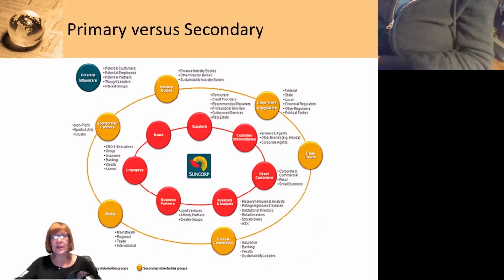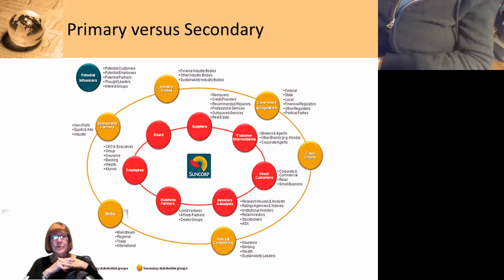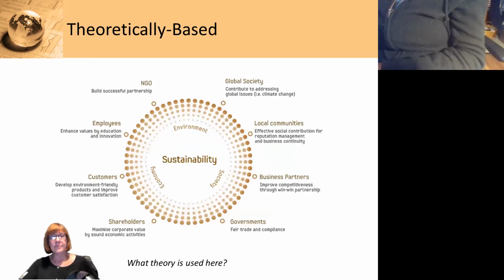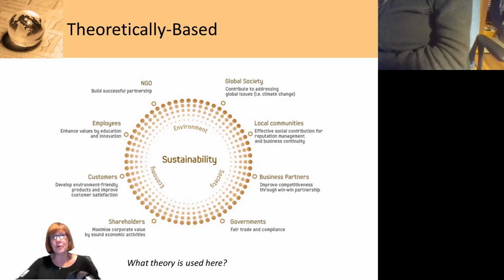You can also do primary versus secondary. So which ones are the ones that are most important to the success of your project, which are the ones that might be influenced by your project or affected by your project, but aren't really that critical. Or you can do one that is theoretically based. You can see this one is theoretically based on the triple bottom line. And again, there are a lot of different theories that you can use. You can base it on systems theory: input, process, output, and feedback. A lot of different ways.